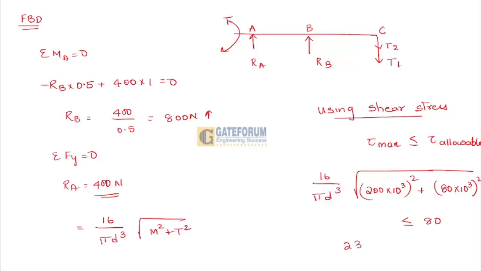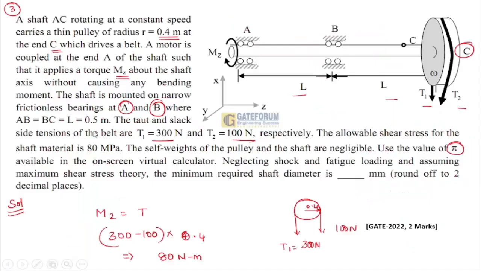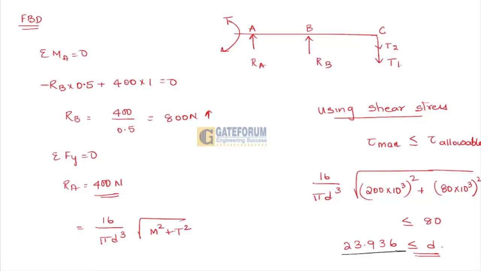You are getting 23.936, which will be less than or equal to d. So whenever he is asking you to opt the allowable diameter, it should be around 23.94 mm. It is a 2 marks question, and 23.936 will be the absolutely right answer for the given question. Moving to the next question.